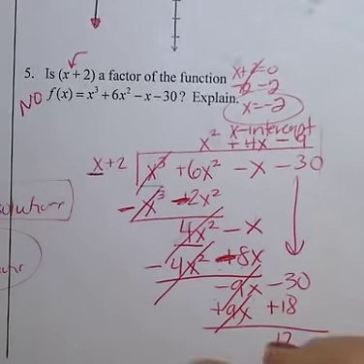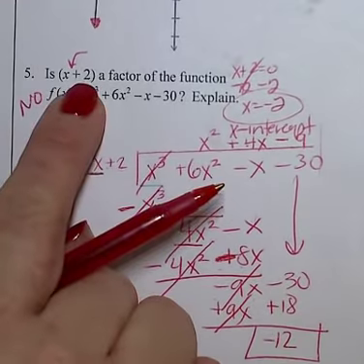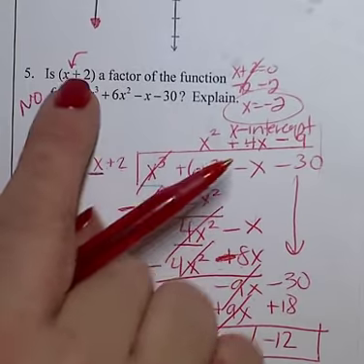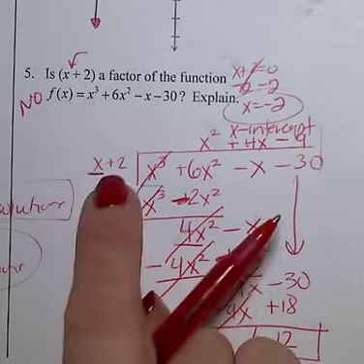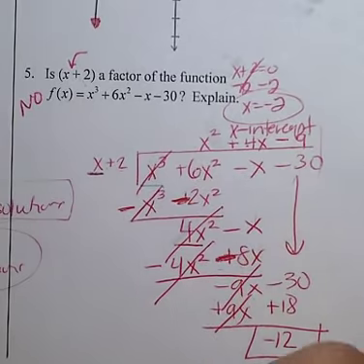And here's how I know that x plus 2 is not a factor. This is how I'm justifying my answer. How do I know this is not a factor? I just tried to divide x plus 2 into this polynomial, and my final answer was not 0.